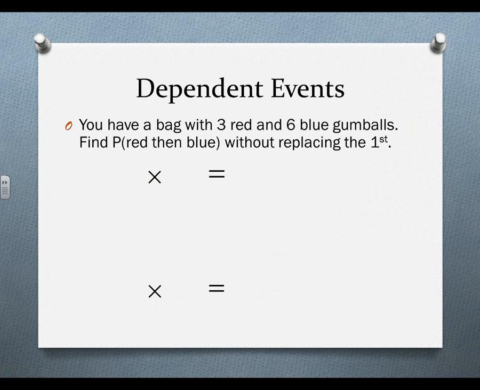Now look at what happens when we have dependent events. You have a bag with 3 red and 6 blue gumballs. You're going to find the probability of getting red, then a blue without replacing it. So these are two events.